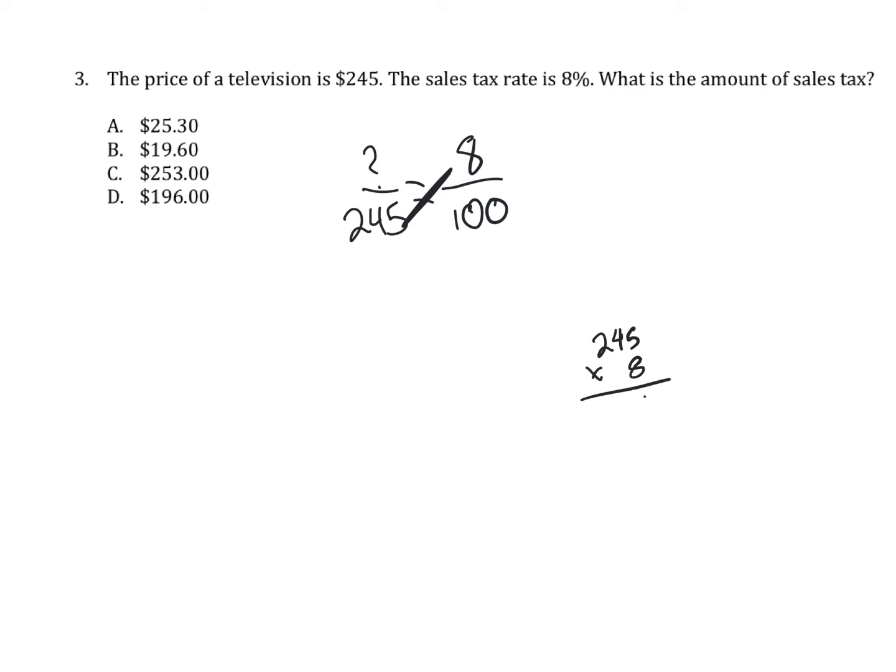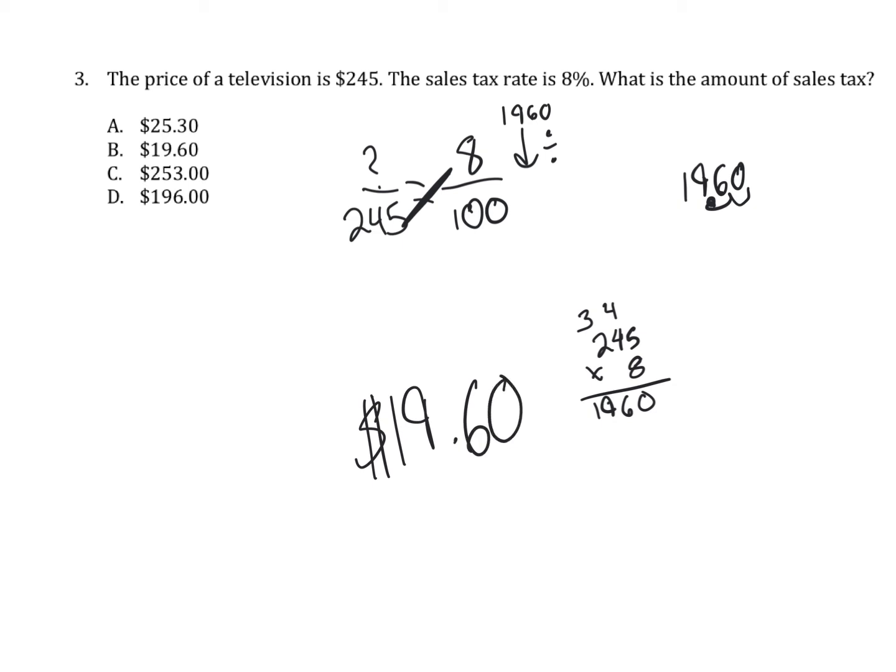We get 8 times 5 is 40, carry the 4. 8 times 4 is 32, plus 4 is 36, carry the 3. 8 times 2 is 16, plus 3 is 19. So we get 1960. Now we have to divide down. Anytime we divide by 100, all we do is move our decimal 2 times to the left. So we go 1, 2 to get 19.60. So that would be B.